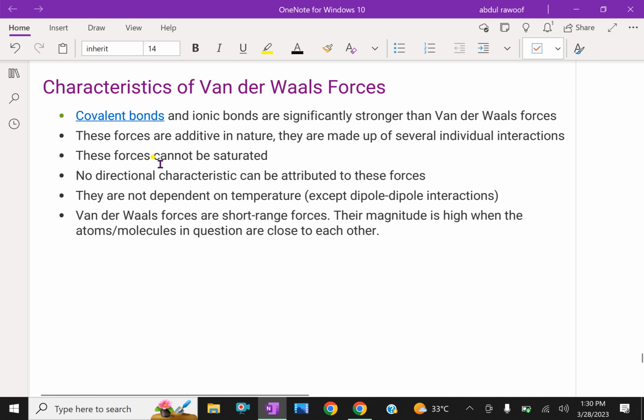Characteristics of van der Waals forces. Covalent bonds and ionic bonds are significantly stronger than van der Waals forces. These forces are additive in nature. They are made up of several individual interactions. These forces cannot be saturated. No directional characteristics can be attributed to these forces. They are not dependent on temperature except dipole-dipole interactions. Van der Waals forces are short-range forces. Their magnitude is high when the atoms or molecules in question are close to each other.